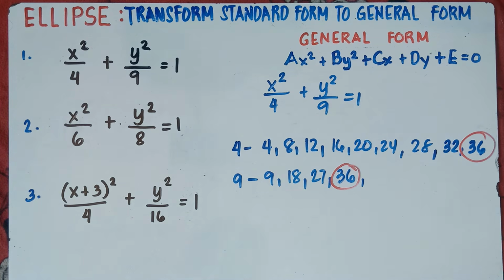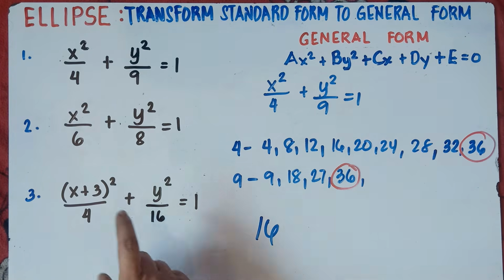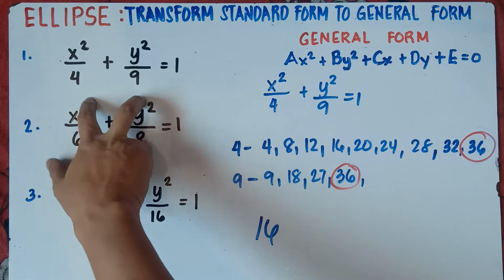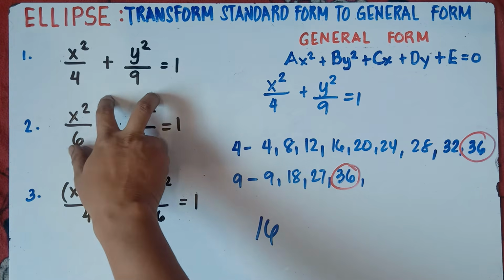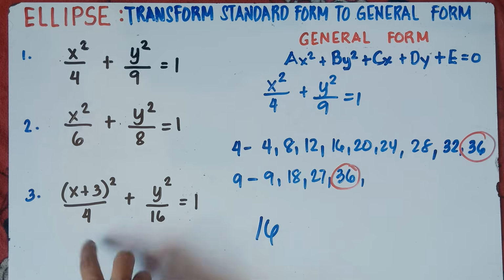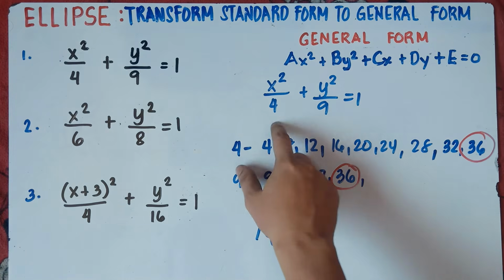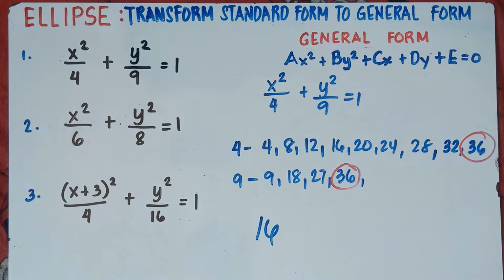Why is that, sir? Because we can divide 16 by 4, and we can also divide 16 by 16. So the LCM of 16 and 4 is 16. Once again, in some cases you can simply multiply the denominators, but not all. So for example number 3, the LCM is just 16, because we can divide 16 by 4 and by 16.